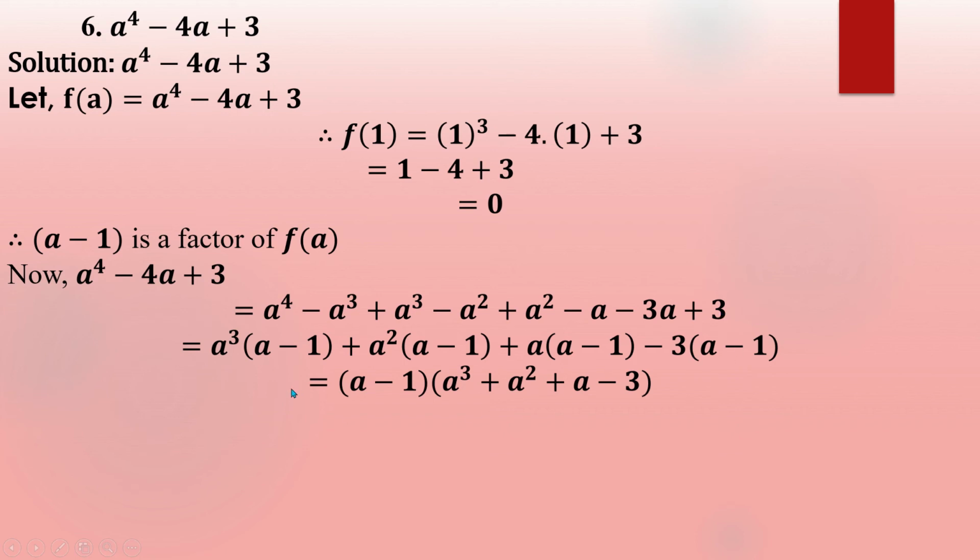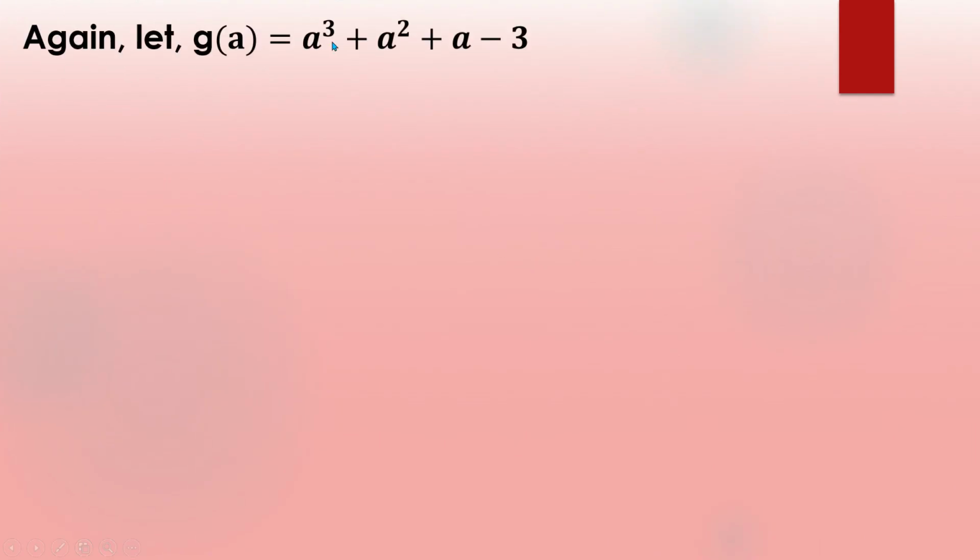Now we can take a minus 1 common. As a result, the left part is a cube plus a square plus a minus 3. Now this again resolves into factors. So again we have to let this equal to something. Now follow. That means g of a equals this.